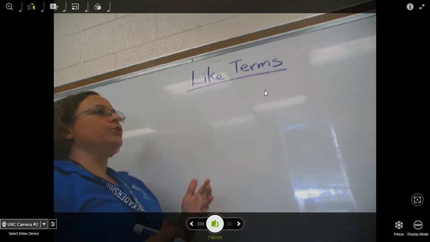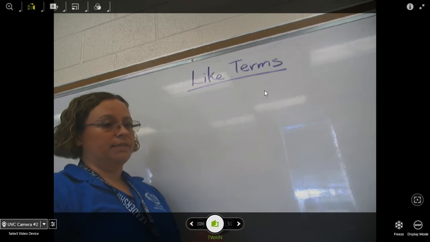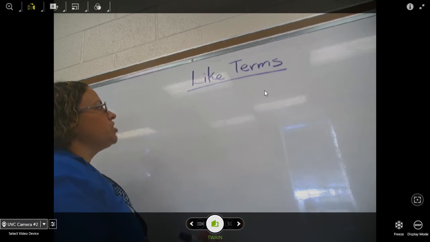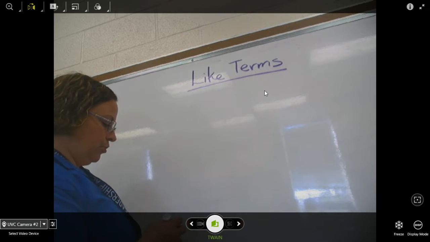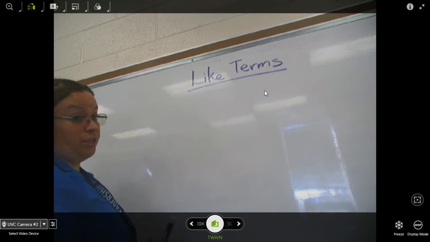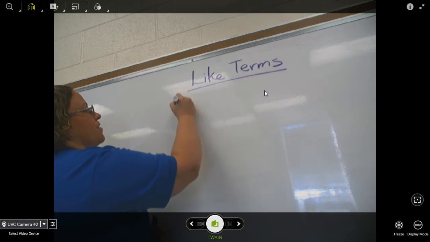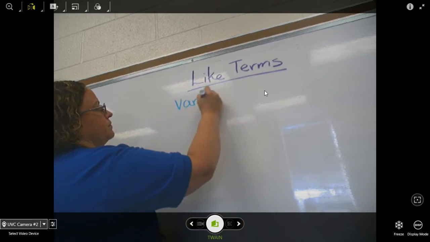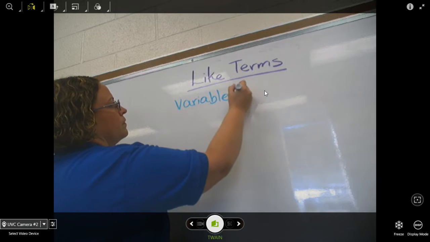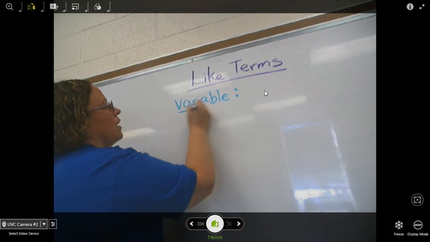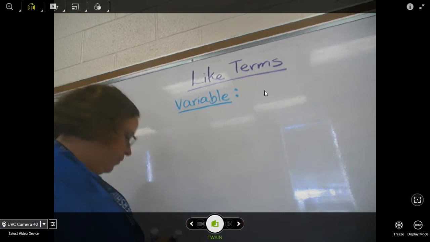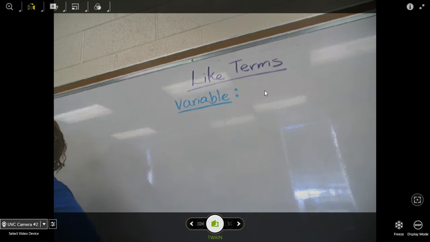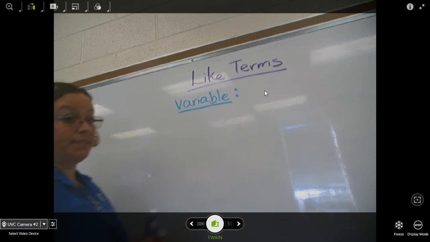In math, you're going to have equations. They're going to have all kinds of variables in them. Okay, so when we're talking about like terms, we do need to do some definitions. So we have the word variable. Well, what is a variable? Well, I am so very glad that you asked me, and I'll be very happy to tell you.